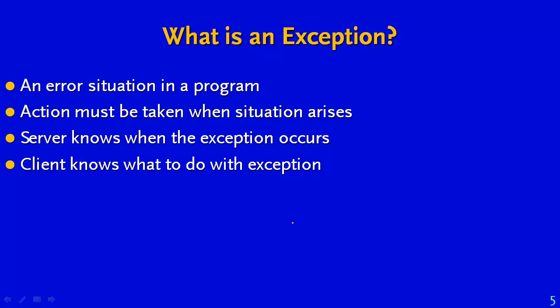And what is an exception? It's basically an error in the program. So something goes wrong, and you just can't say, "Oh, it's okay, just carry on." You have to do something. And the relationship is that the server knows when the exception occurs, because the server says, well, I can't carry on in this way, there's something wrong. It throws an exception back to the client, who has to take remedial action.